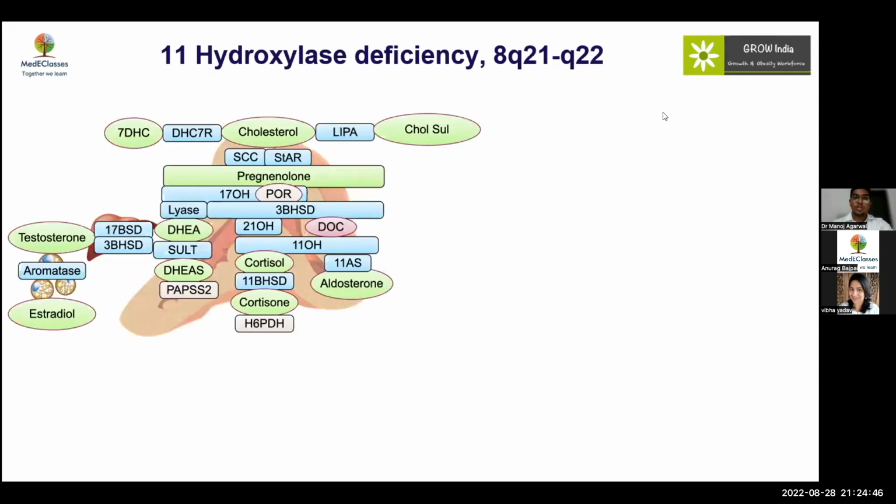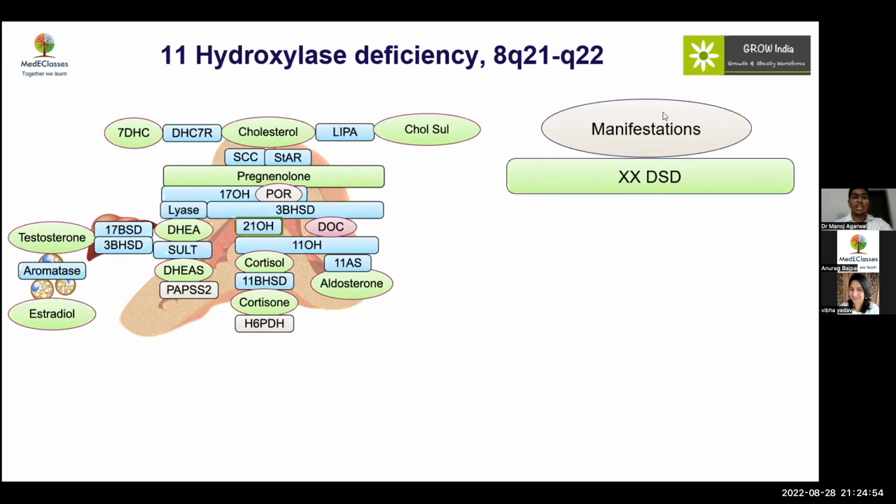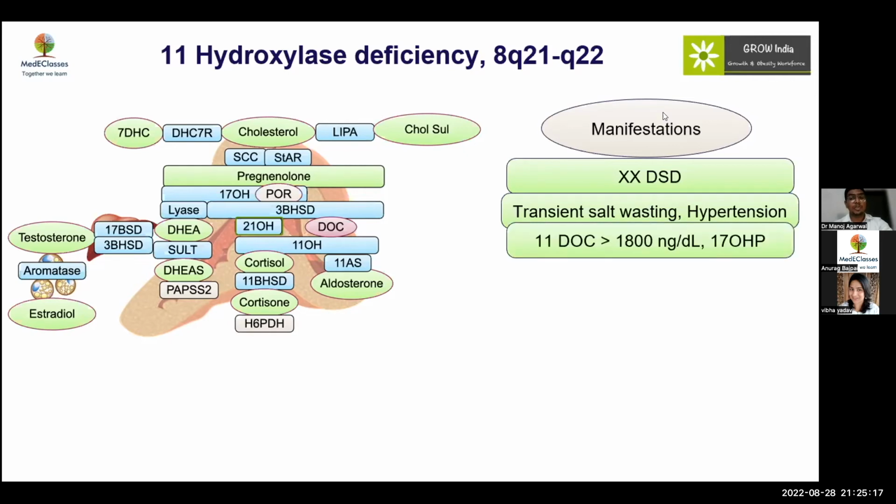So now we will move toward the CAH variety of hypokalemia, which is 11 hydroxylase deficiency. In this patient, due to the blockage of aldosterone production, there will be no aldosterone, but there will be excessive DOC production, which is a potent mineralocorticoid. And due to the high androgen production, a girl child may present with 46,XX DSD. In the newborn period, because of the high requirement of aldosterone, this patient may present with transient salt wasting and hypertension afterwards. Diagnosis is made by a high DOC level, which is more than 18,000 nanogram per deciliter, and borderline high 17-OHP.